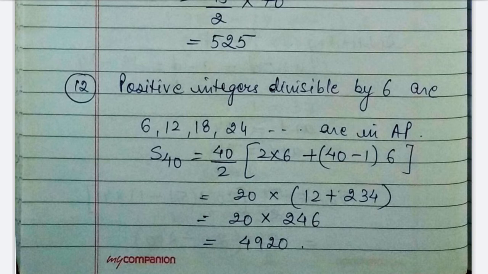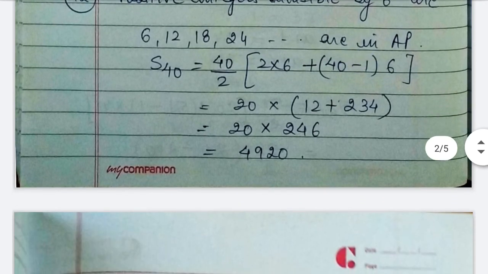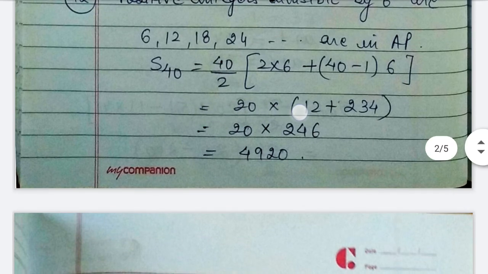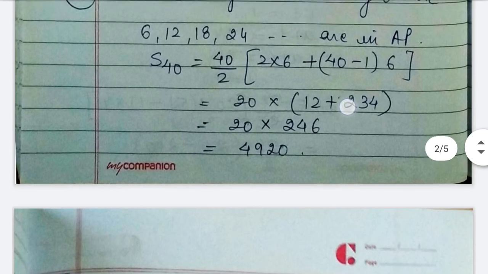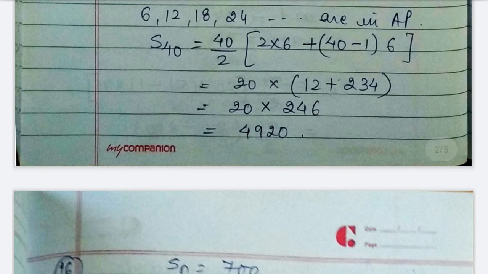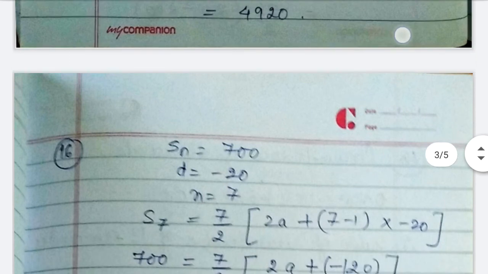Okay, you have to find the sum of first 40 positive integers divisible by 6. So, let me start with the initial positive integers, that is 6, 12, 18, 24 and so on, right? Now you have to find the value of S40. S40 is equals to 40 by 2, 2 into 6 plus 40 minus 1 into 6, right? Now 20 into 12 plus 234, 20 into 246. Solving this, 4920 is your answer.